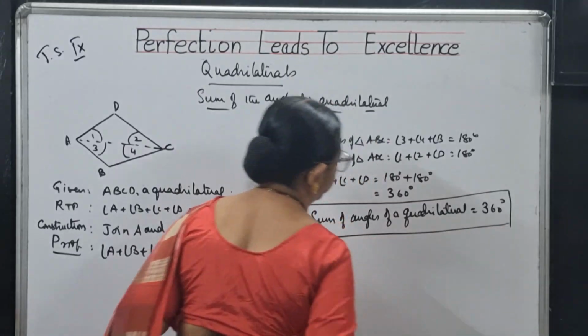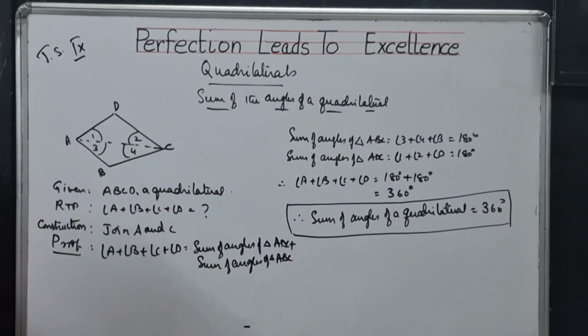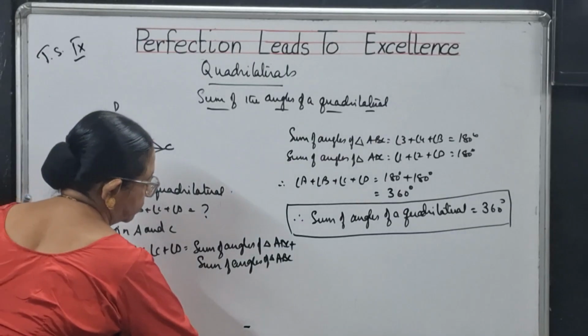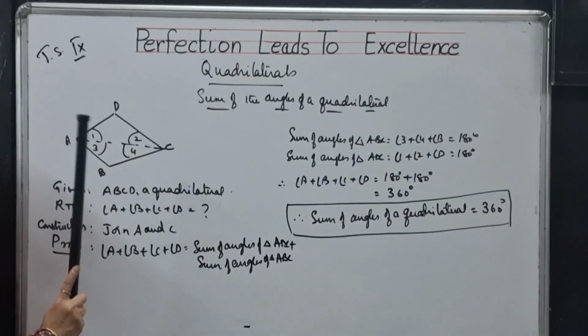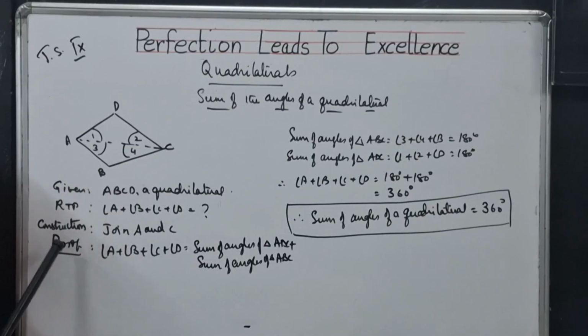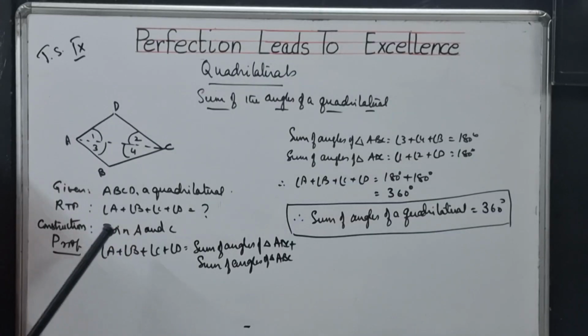The sum of the angles of a quadrilateral is 360 degrees is a property that you have derived here. So let us see. Sum of angles of a quadrilateral. I have taken a quadrilateral and joined A, B, C, D. What is given? Quadrilateral ABCD. What is required to prove? Angle A plus angle B plus angle C plus angle D.